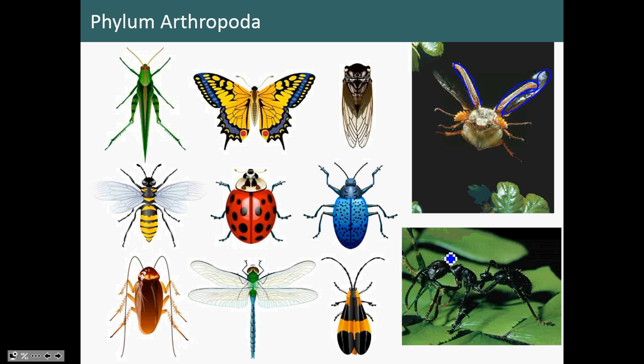I love this picture because it does a really good job of showing those features. There's an ant down here. Ants are with the wasps and bees in the Hymenoptera. They're pretty cool too, so I wanted to add them in.